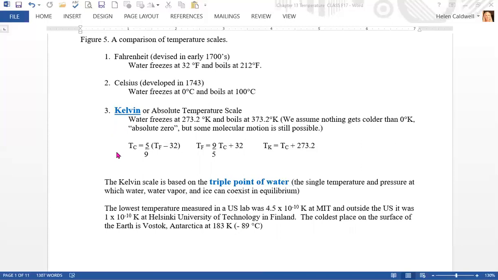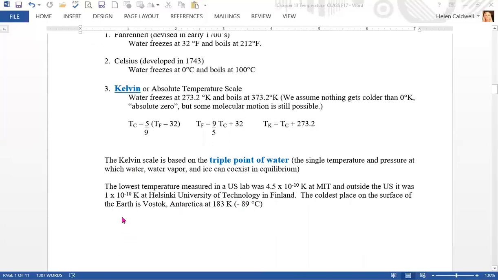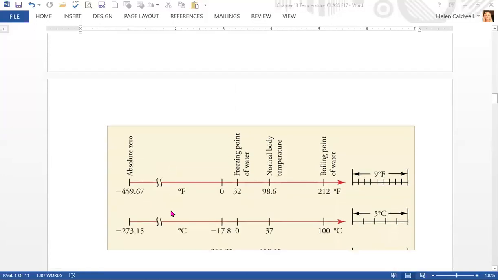You do not need to memorize these 3 conversion equations. They're just there for reference. The Kelvin scale is based on the triple point of water, so that's the single temperature and pressure where water will exist in all 3 phases, solid, liquid, and gas. And you can see about the lowest temperatures measured in a lab and then outside the US. And if you go to Antarctica, that is as cold as it gets. Although with global warming, who knows?